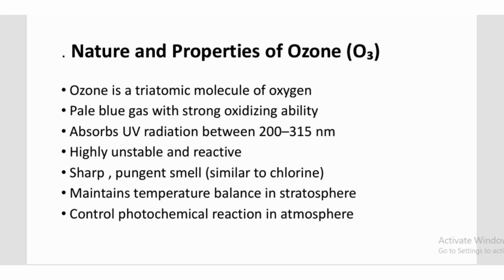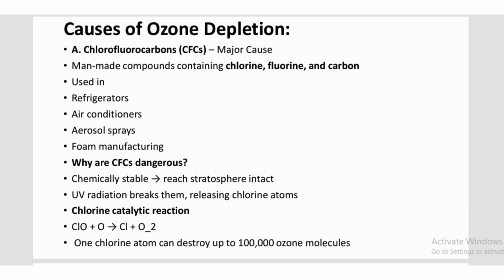Now the nature and properties of ozone. Ozone is a triatomic molecule of oxygen, a pale blue gas with strong oxidizing ability. It absorbs UV radiation between 200 and 315 nanometers. It is highly unstable and reactive. It has a sharp, pungent smell similar to chlorine, and it maintains the temperature balance in the stratosphere and controls the photochemical reactions in the atmosphere.